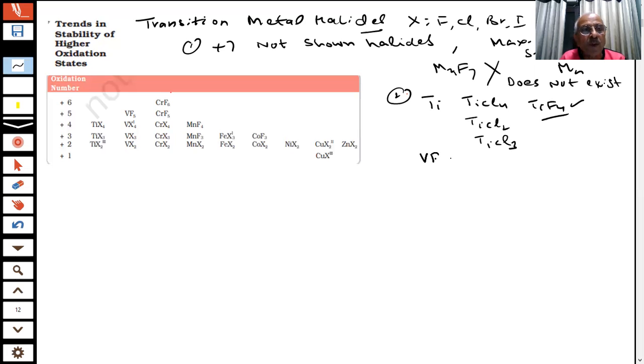VF5 has been written, and the others VX4, VX3 and so on have been written. That means the plus 5 oxidation state exists with fluorine, which we already know the reason for: fluorine is the strongest oxidizing agent, so it is able to produce the plus 5 oxidation state. So these compounds show plus 5 only, and the other halides, like VCl5 or VI3, undergo hydrolysis.